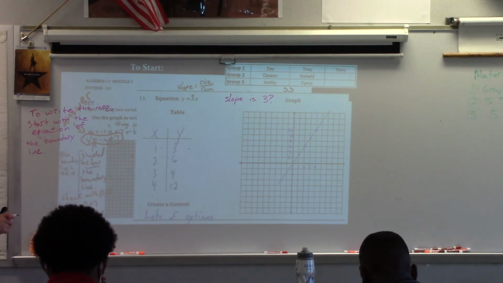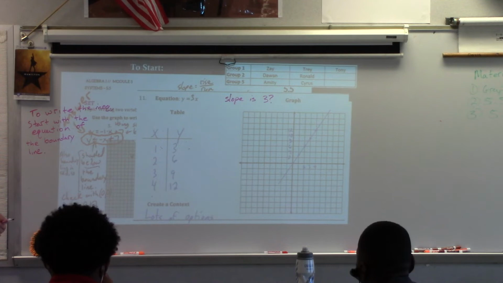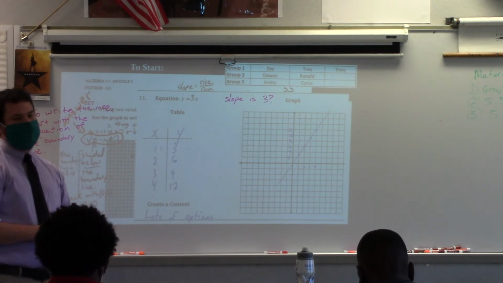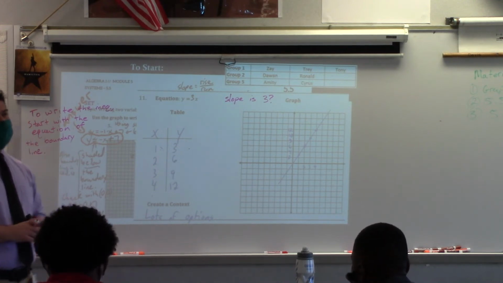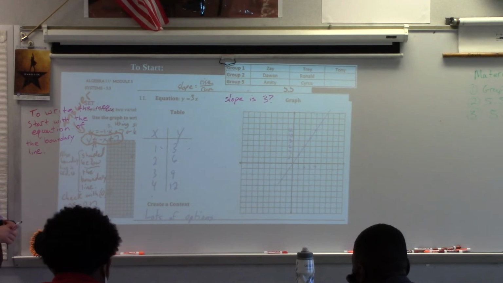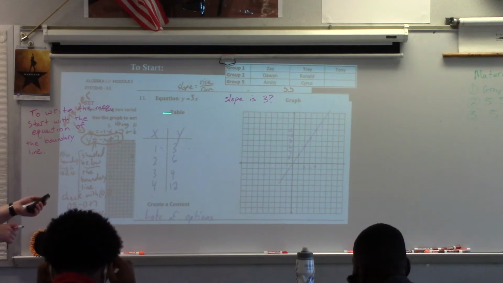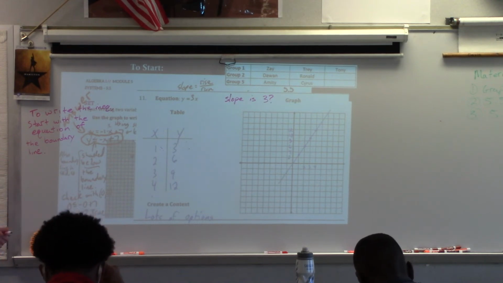Trey, do you agree that the slope is 3? No. Why not? 3 divided by 1. Well, what is 3 divided by 1? It's 3, so that'd be 3. Okay, so you do think the slope is 3. Why do you agree that the slope is 3? Because rise over run. But remember, this graph wasn't given to you. This equation was the only thing given to you.